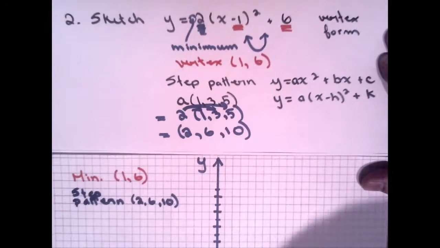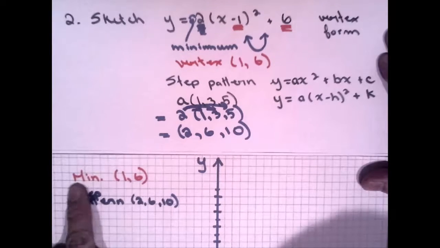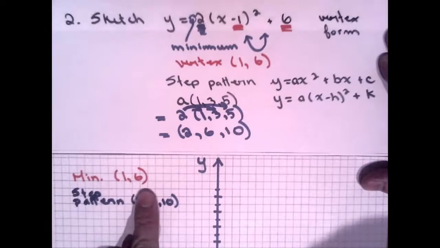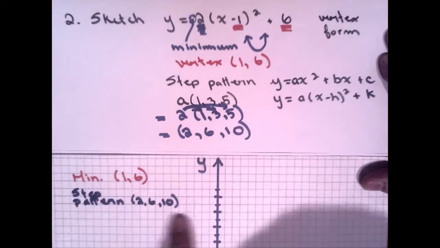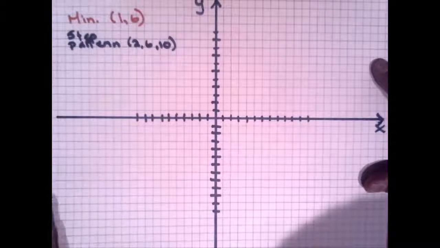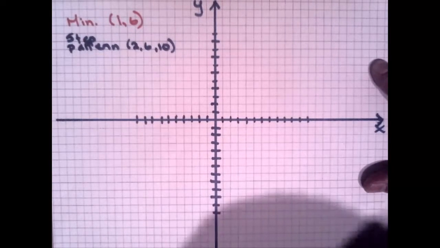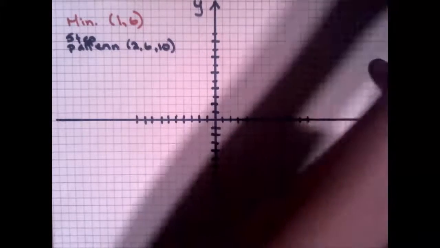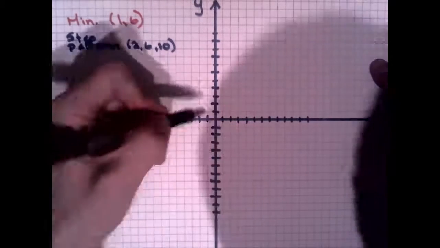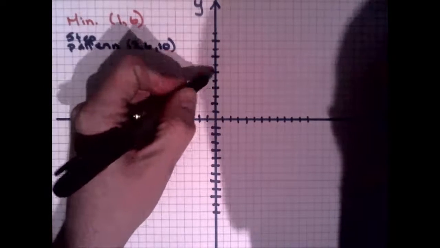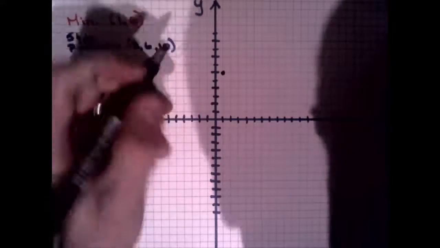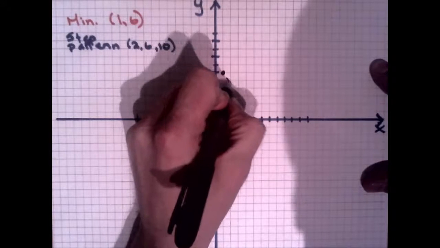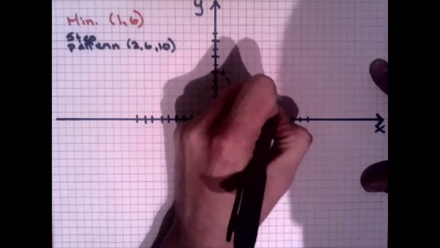All right, so I've prepared a graph here and transferred some of the key info, so I know it's a min. It's got a min at 1, 6, and that the step pattern is 2, 6, 10. Okay, so here's what you do. Start by identifying your minimum, where x is 1 and y is 6. So count over x 1, go up 1, 2, 3, 4, 5, 6, and there's your min. Okay, so there's your min. Let's label it 1, 6.